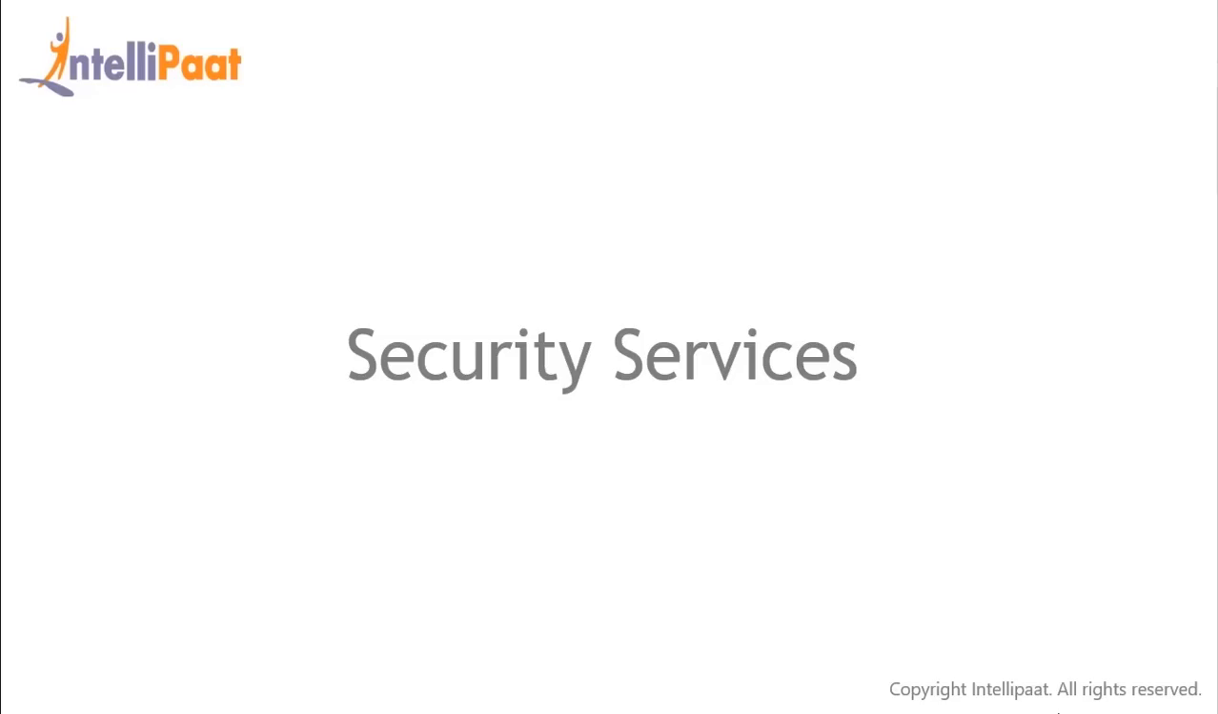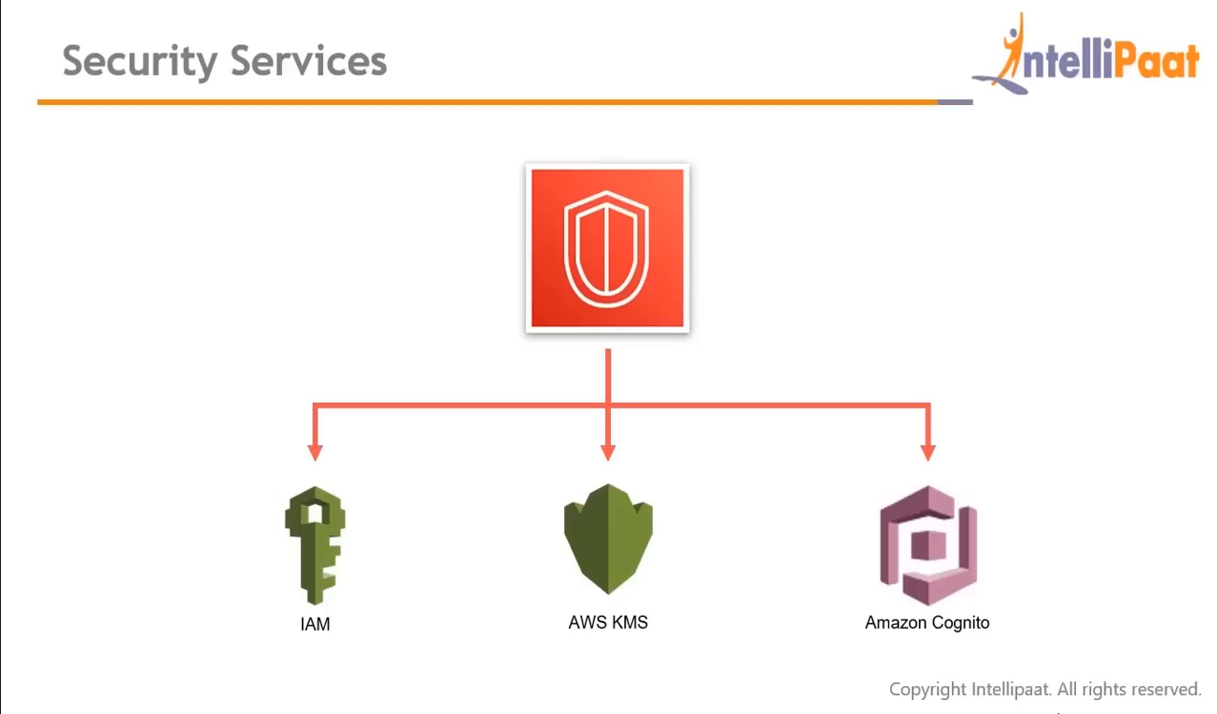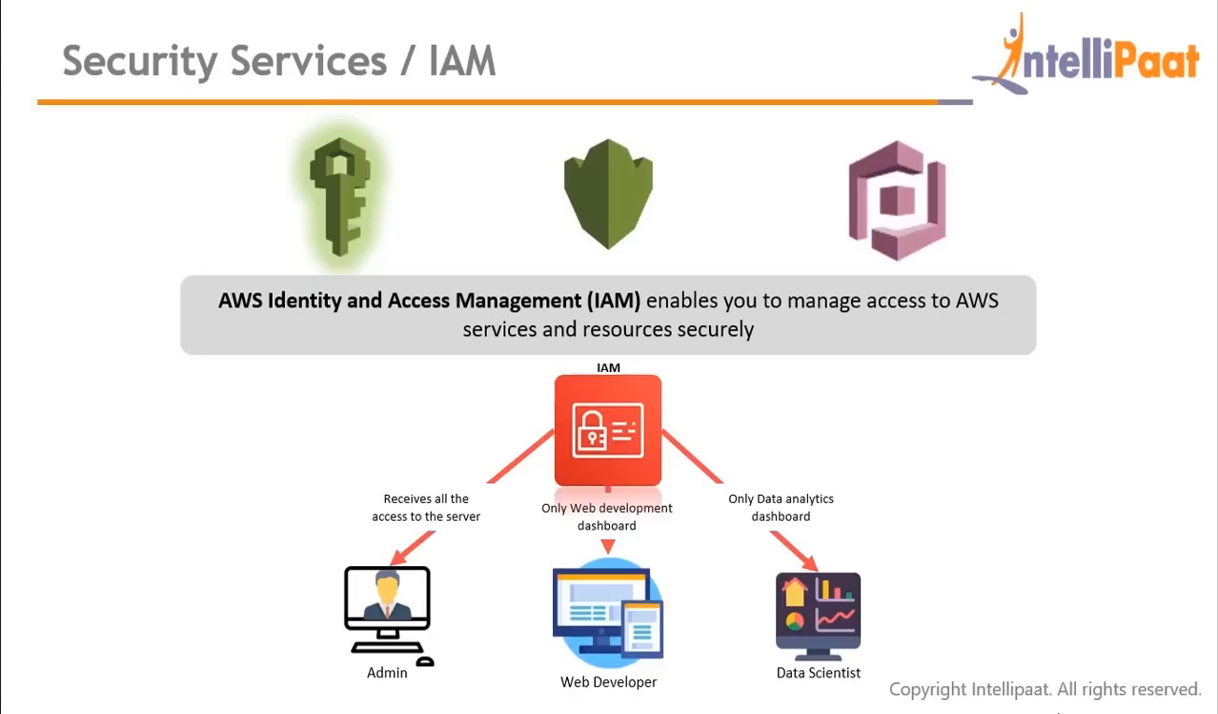The next service domain is security, and we are going to see security and identity services here. There are 3 services which we are going to see right now. The first one is IAM, the second one is KMS, and the last one is Cognito. So what is AWS IAM? IAM is an identity and access management service. This will enable you to manage access across all the AWS services and resources securely.